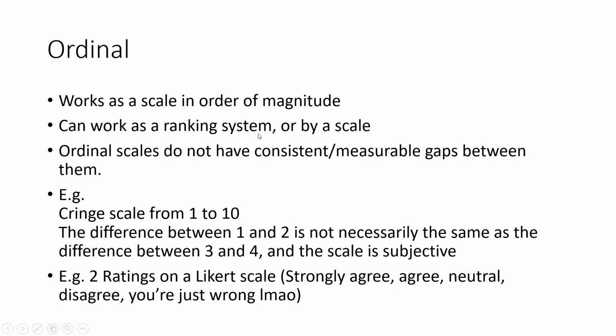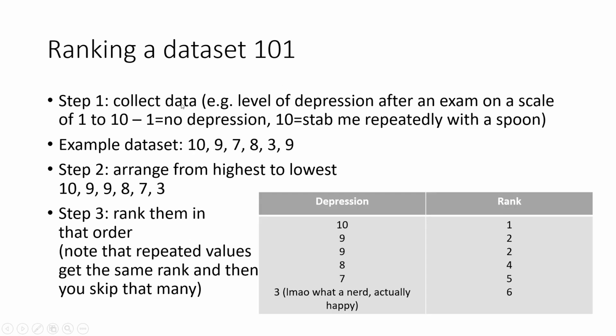So let's look at this whole ranking system thing I talked about earlier. This is how to rank a dataset. Now, step 1 is you want to collect data. So in this example, we collected post-exam depression on a scale of 1 to 10, where 1 was no depression and 10 is keep on thwacking me with a spoon until I eventually die from brain damage. So here's our example dataset, and then we arrange the dataset from highest to lowest. And then we can start ranking them, just like here on the table.